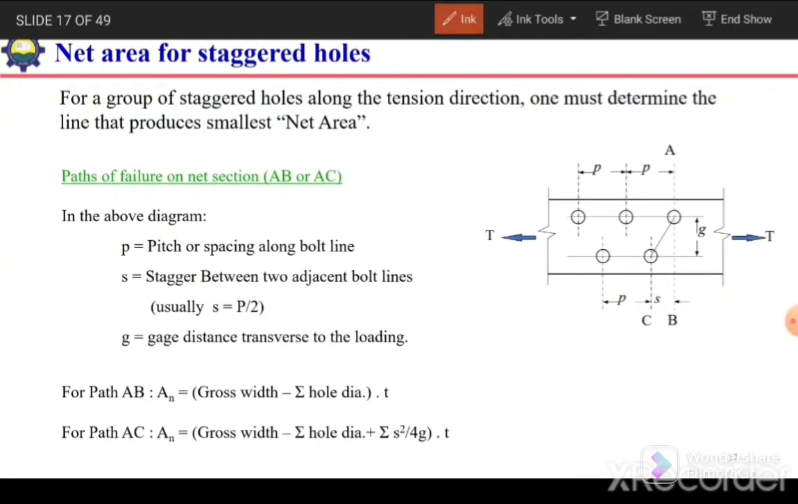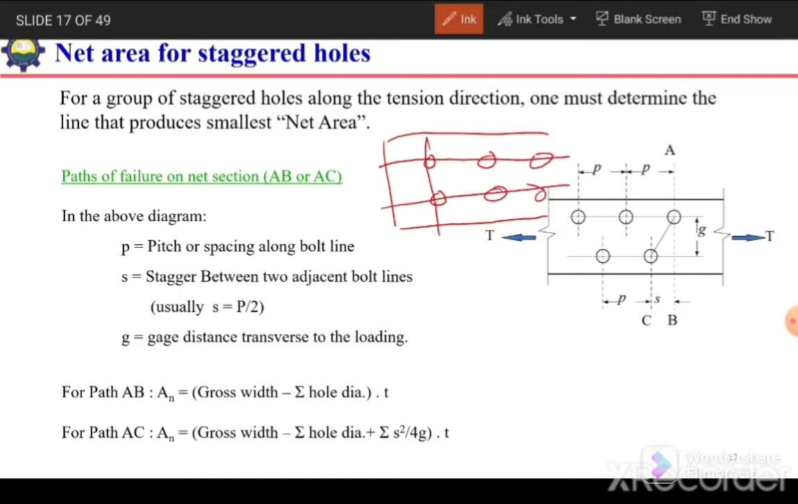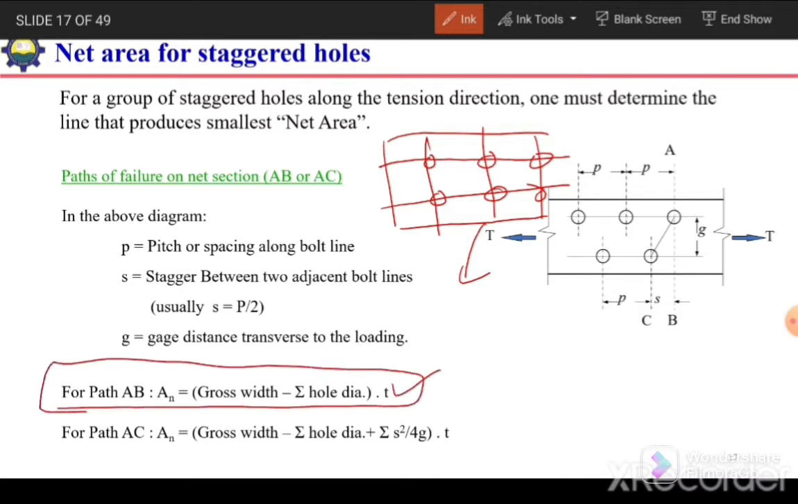Okay, next is net area for staggered holes. Sometimes we punch the holes in line in both directions. They are in line in this direction as well as in line in this direction. If this is the case, then we can calculate the area just by using this equation, as we have seen in the previous slide.